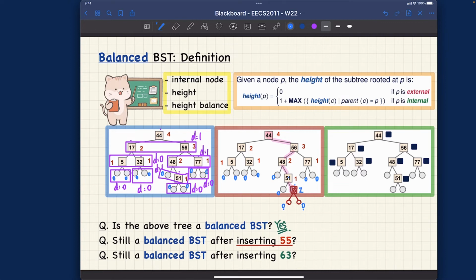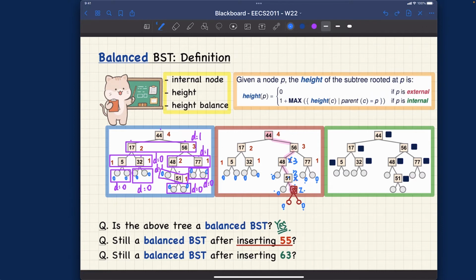You can see this one will already change. 51, the child nodes' heights will be 0 and 1. Maximum will be 1 plus 1. So this will become 2 over here, right? And also 0 and 2. Maximum is 2 plus 1. So this is going to become 3. 0, 0 over here, and plus 1. That'd be 1. So this part remained the same.